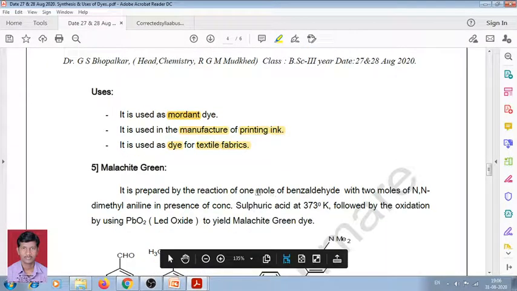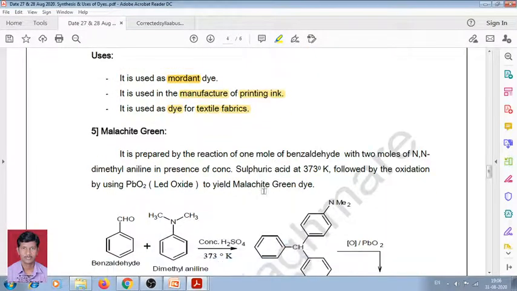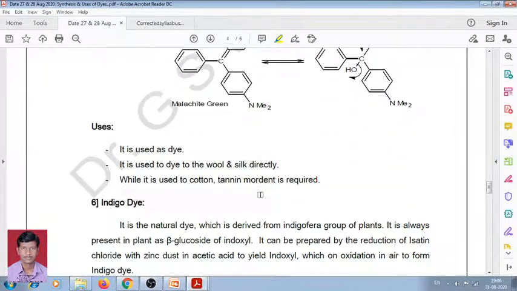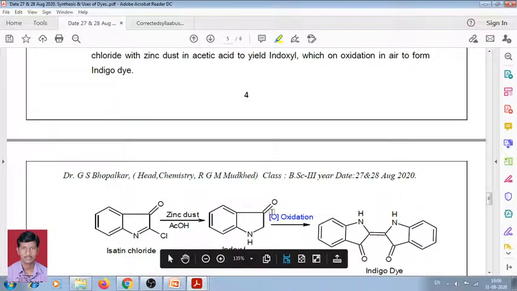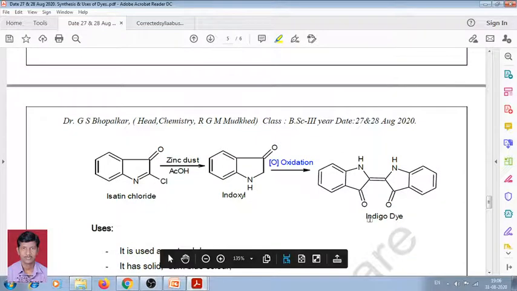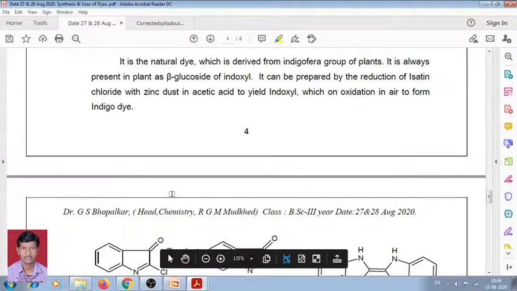Now, the next dye for your syllabus is indigo dye. This is indigo dye. Okay. Now, what is the indigo dye? This is the structure of indigo dye. Okay. Now, this is as acetylene chloride and indoxyl, means the basic or the main compound from which we can prepare indigo dye is acetylene chloride.